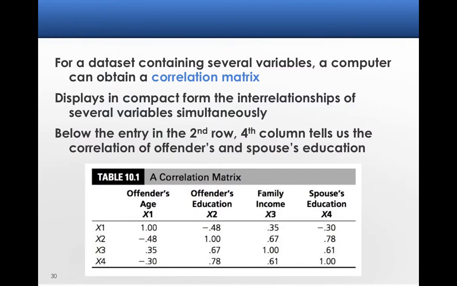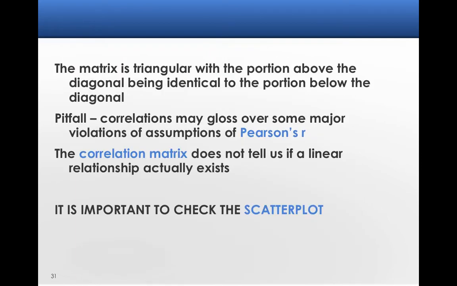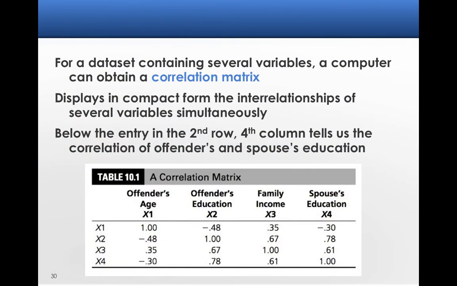Okay, now let's think about scatterplots. For a data set that has several variables, a computer can obtain a correlation matrix. Okay, and that's going to give us the interrelationships between several variables. Okay, so below the entry in the second row, fourth column, tells us the correlation of the offender and the spouse's education. The matrix is triangular, with the portion above the diagonal identical to the portion below the diagonal. Okay, so if you look at it here, look at the bottom row. The negative 0.30 is the same as the fourth column in the first row.